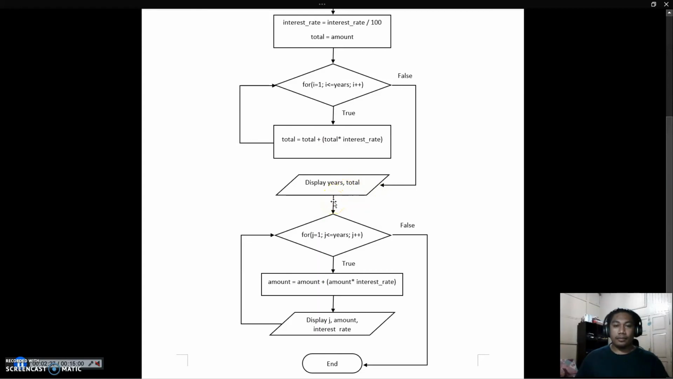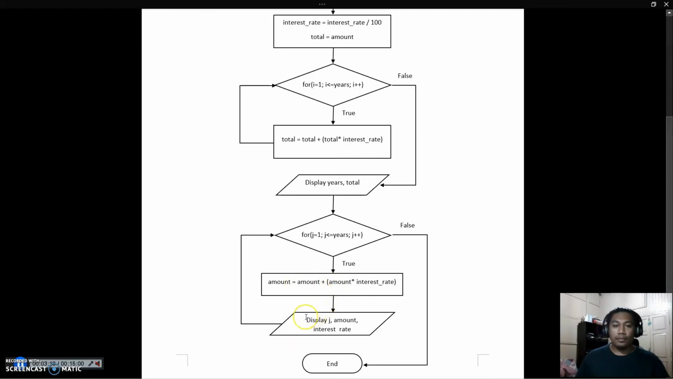And after that process, another loop will be constructed, where the condition for the loop is J less than or equal to years, and J will be initialized equal to 1 and will be increased by 1 after every repetition. Then if the condition is satisfied, amount will be calculated, and the formula is amount equal to amount plus amount times interest rate. And after that, because of this loop, we want to display the value of money that will be obtained for every year.